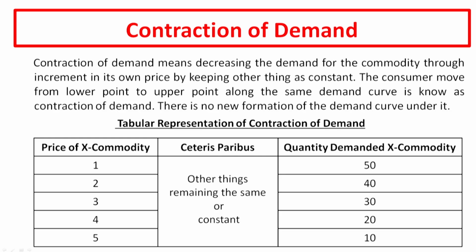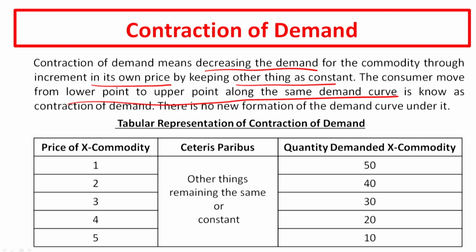Now we'll be talking about the other half of it. Contraction of demand means decreasing the demand for the commodity through an increase in its own price, keeping the other things constant. This is almost the inverse of the previous slide. The consumer moves from a lower point to an upper point along the same demand curve, and this is known as contraction of demand. There is no new formation of the demand curve under it. If you look at the table, the tabular representation of contraction of demand, it shows the price of X commodity and the quantity demanded of X commodity.